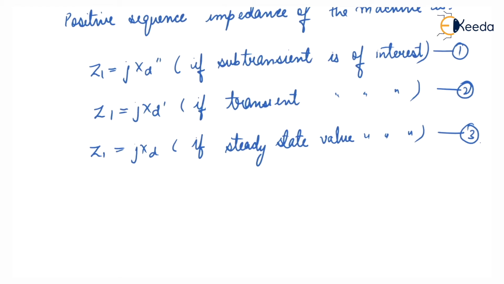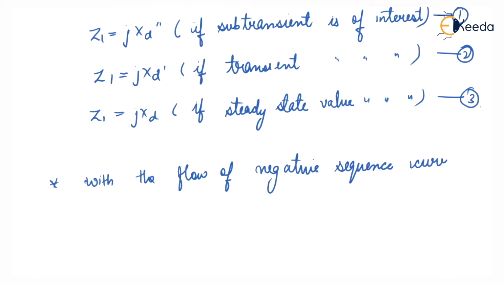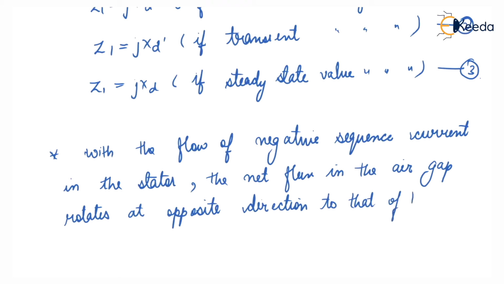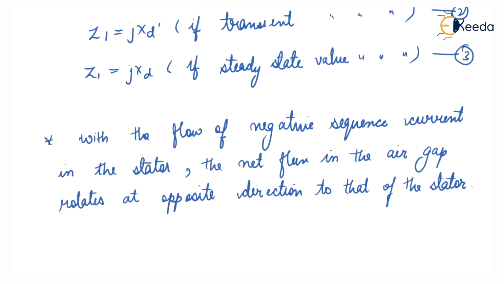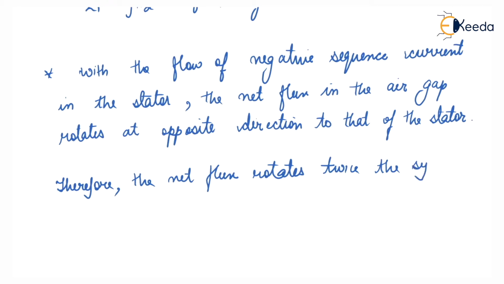Now, with the flow of negative sequence current in the stator, the net flux in the air gap rotates in the opposite direction to the rotor. Because of the negative sequence current, the net flux in the air gap rotates opposite to that of the rotor. Therefore, the net flux rotates at twice the synchronous speed of the rotor.